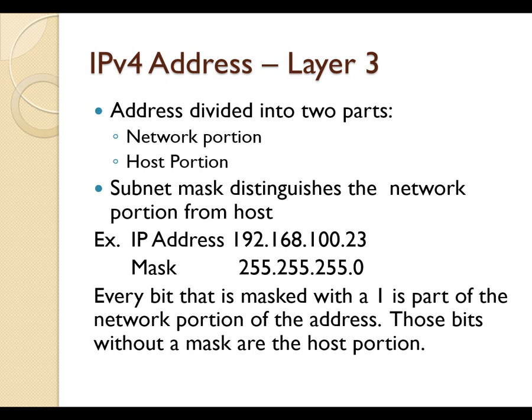So in this case, because I have 24 1s, the first 24 bits of the IP address, which are the first 3 quadrants, are the network portion of the address. So 192.168.100 is the network portion, 23 is the host portion. If I wanted to represent just the network address, I would put a 0 in the host portion of the address, and so it would say 192.168.100.0, and that would represent the entire network. When I put the host portion in, this is a unicast IP address. In other words, it's specific to that particular node or that particular NIC, network interface card.